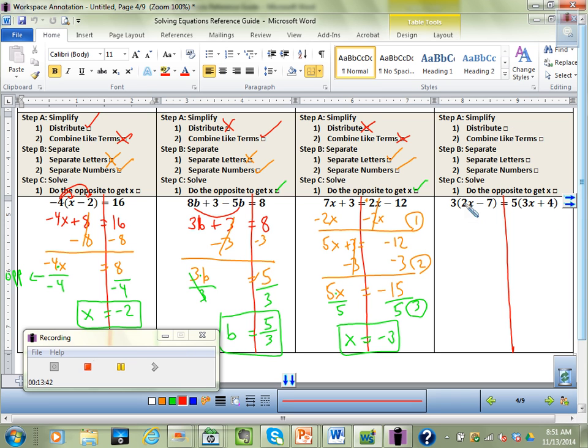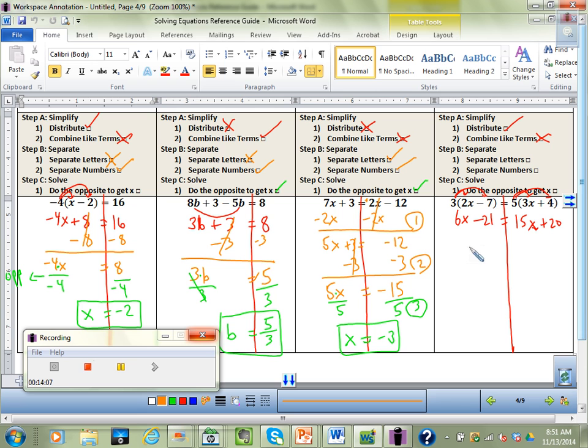Can I distribute? Yes. Alright. 3 times 2x is 6x. 3 times negative 7, negative 21. 5 times 3x, 15x. 5 times 4, positive 20. So I distribute it. Can't combine anywhere. So I skip it. I have variables on different sides.